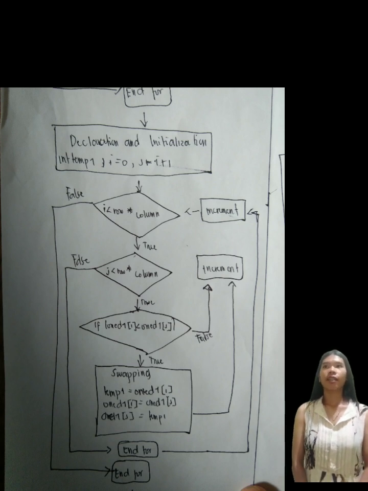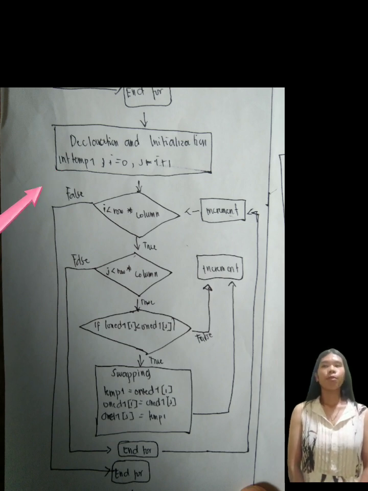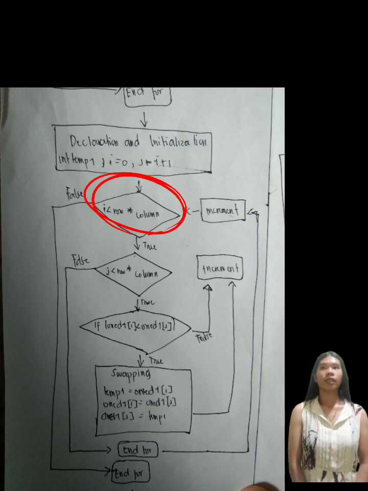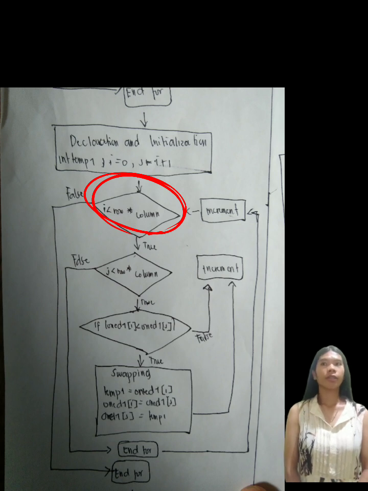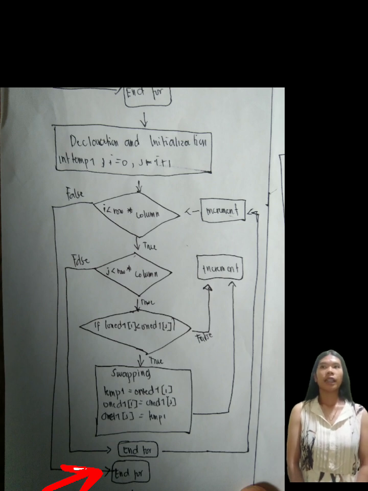To sort the array, declare and initialize the variables temp1, i equals 0, and j equals i plus 1. Then proceed to the condition i less than row times column. If the condition is false, end for loop. But if the condition is true, proceed to the next condition, which is j less than row times column. If the condition is false, end for loop, and back to increment i++.